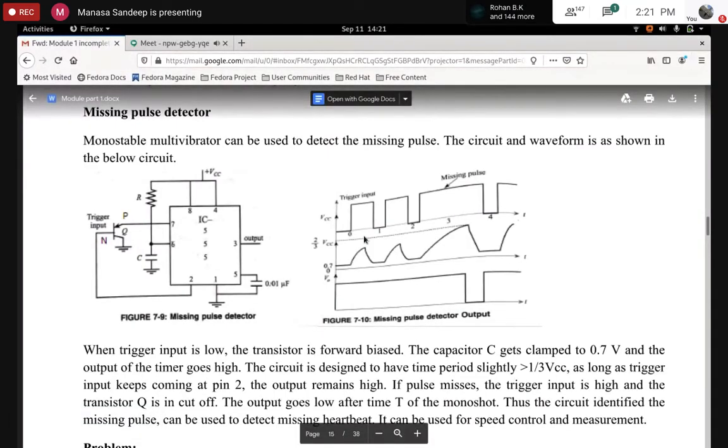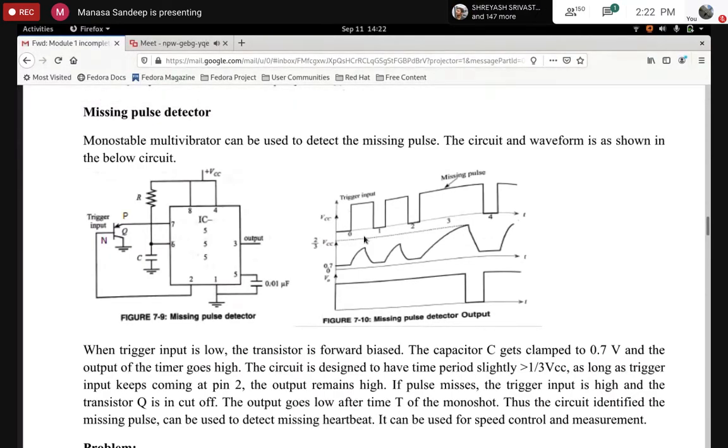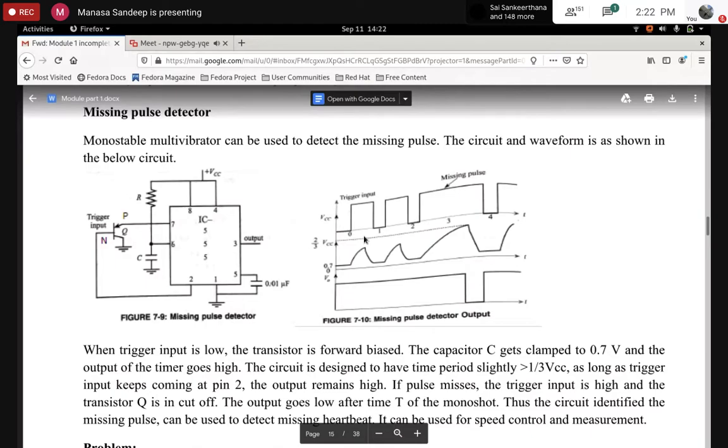Why 0.7 volts? You know it very well. That is the voltage required for a silicon transistor to conduct, and you know this from clamping circuits also. So this capacitor gets clamped to 0.7 volts, which you can see here in the second waveform. Once it gets clamped, this trigger input goes high, and because of which this capacitor starts charging.